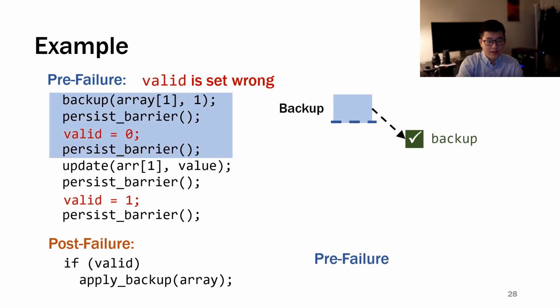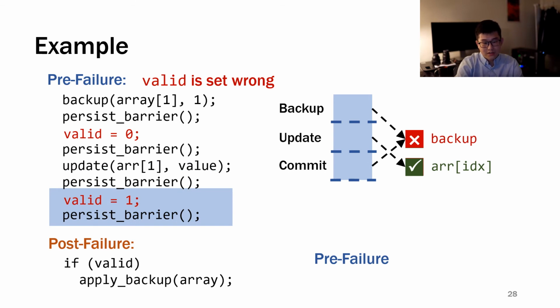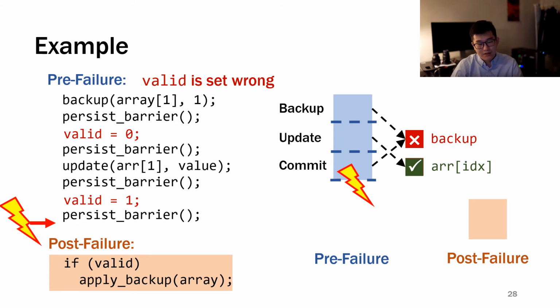In the first stage, the program still makes a backup and makes it persisted, and then performs the update in the location of the array. And in the commit stage, the program tries to invalidate the backup by setting the valid bit. After failure, the post-failure needs to check the valid bit and apply the backup if the value is already set to 1. In this scenario, the value is set to 1, right, but the backup copy is stale, so you're not supposed to read such a backup, which is causing a cross-failure semantic bug.